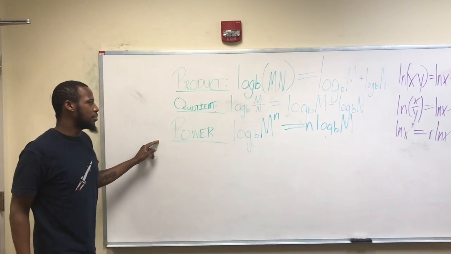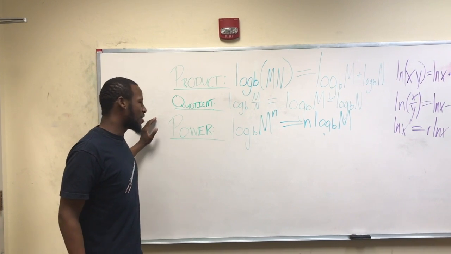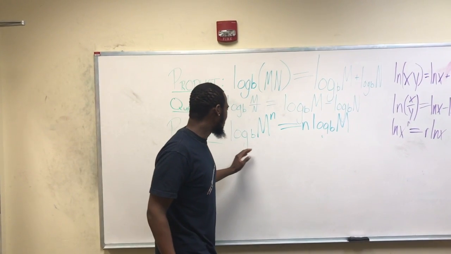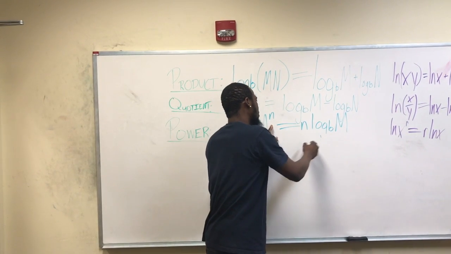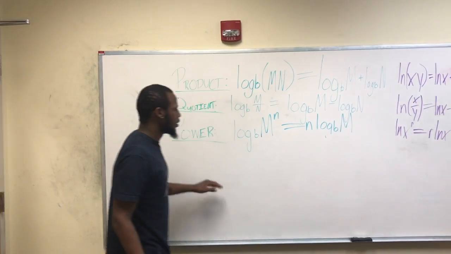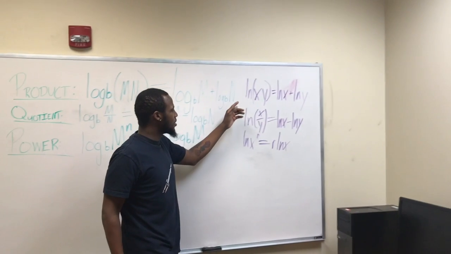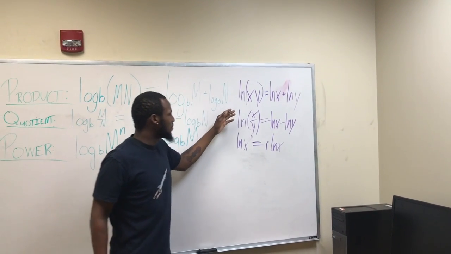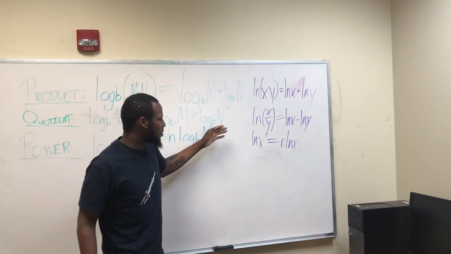The power rule is similar to the power rule that we've been doing, so don't let it faze you. We're going to have log base b of m to the power of n, and we know that the power is going to come in front of the entire function, and the rest of everything stays the same. And logarithmic functions, notice that they're the exact same as our natural log functions. You guys can see that? Written in a different color so you can see very easily.